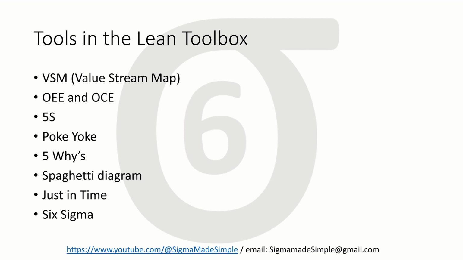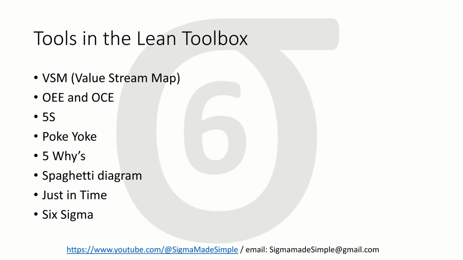So Yoke. Yoke is a method to ensure that the design or process has only one way of fitting together or being assembled so that you eliminate any errors. 5 Whys is used to find the root cause and what you can do to change it. A spaghetti diagram is how your materials flow from the vendor to the customer or inside your building.